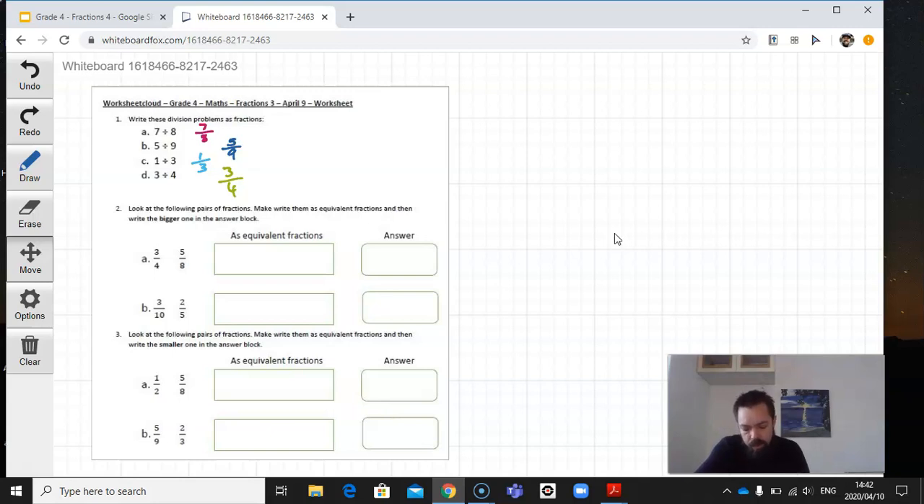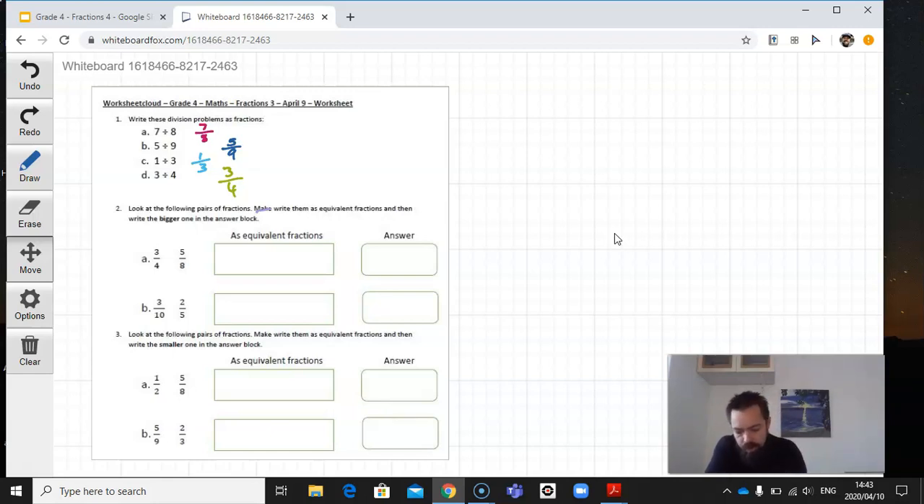Looking at question 2, look at the following pairs of fractions, make them equivalent. So that should just be write them as equivalent fractions and then write the bigger one in the answer block. So first to make them equivalent, and second to then put your answer in the answer block.